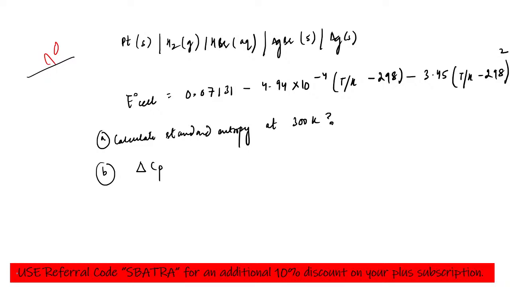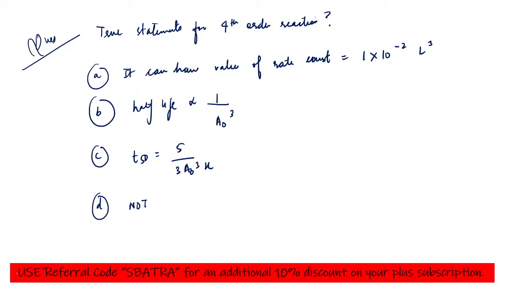Okay, so what answer are you all getting? Let's solve this question now. See what is given. This cell is given, and you have to find the entropy change. So what cell is given to you?